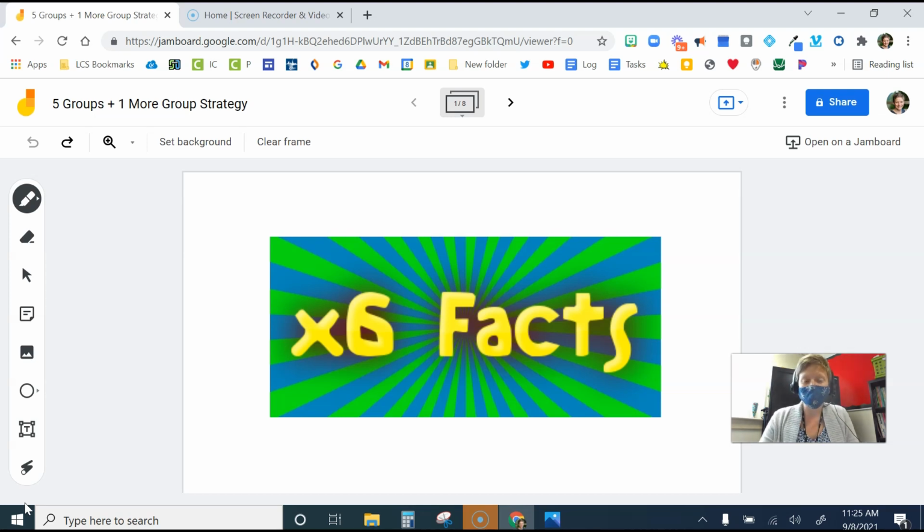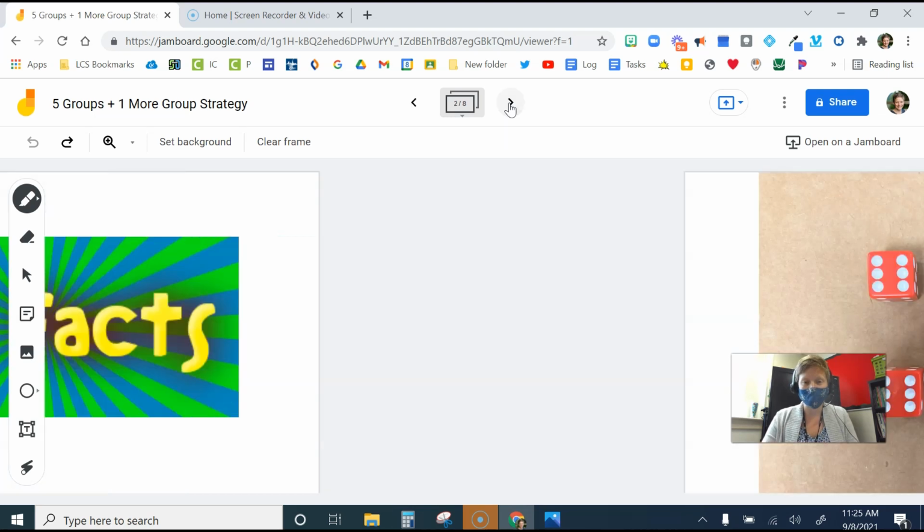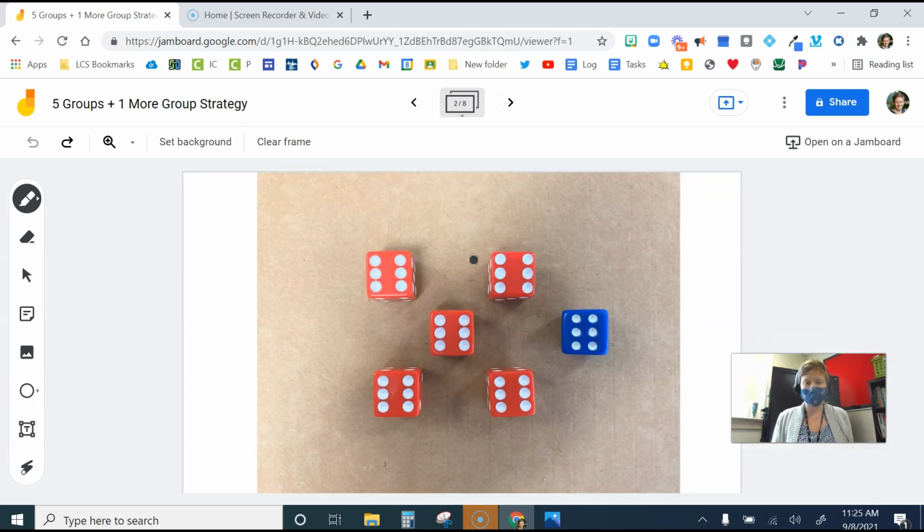This video is going to give you two different strategies that you can use on your times 6 facts. Let's take a look. Hopefully you already tried this number talk where you were counting the pips, or the dots, on the dice. There are lots of ways to count how many pips there are, but one way that I see is that we have this nice group of 5 groups of 6 right here.